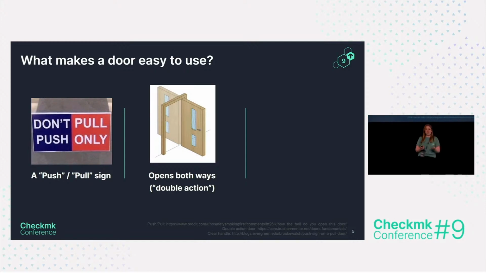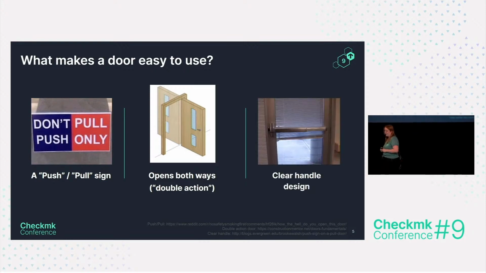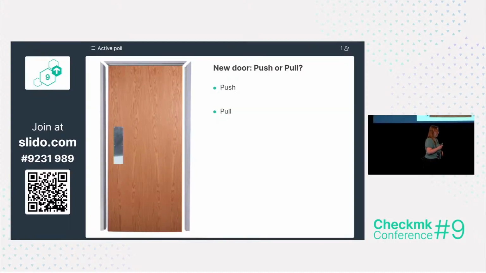Well, the best case would be that if you approach a door, you intuitively know what you have to do. So maybe a clear handle design, like this one. And I would say, let's try it out. I have here another door for you, kind of a prototype of a door. It now has no handle at all, but instead a simple metal plate installed. And I'm asking you again, do you push or do you pull on that door?